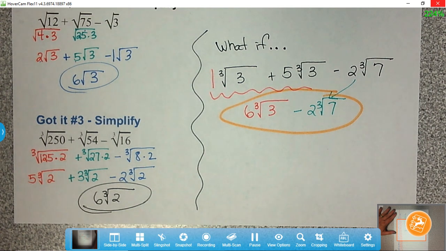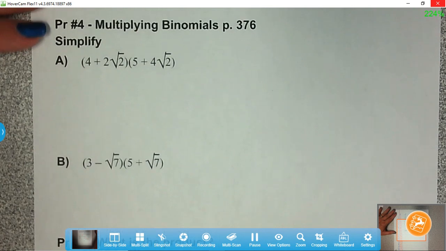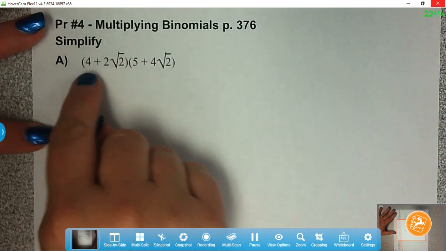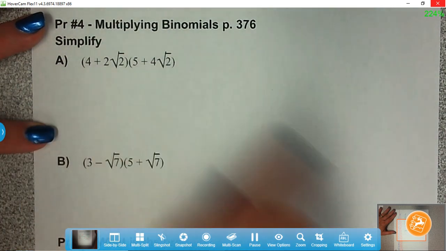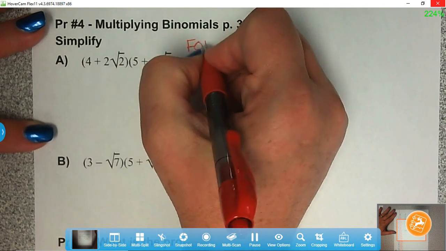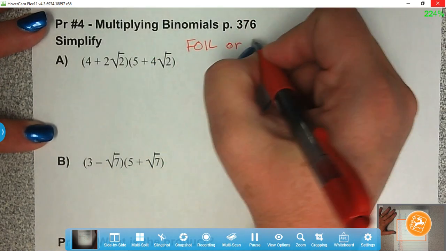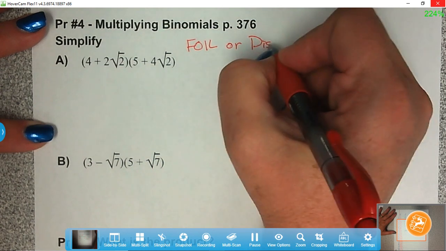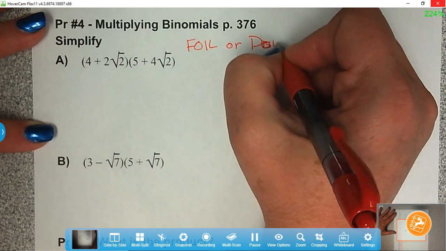All right, next, we're going to multiply some binomials. And remember, binomial, that's 2 terms. So I've got 2 terms times 2 terms. This is when I have to either do FOIL, or some of you like it better when we call it double distribute.